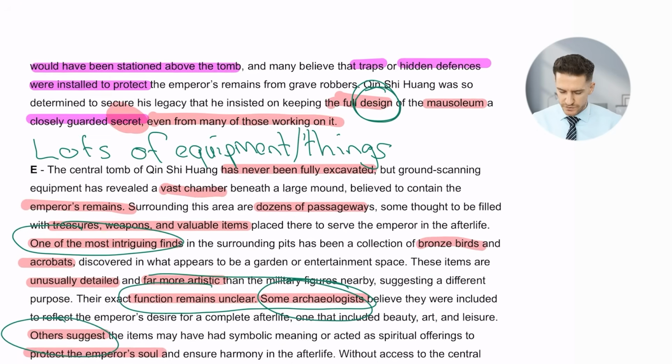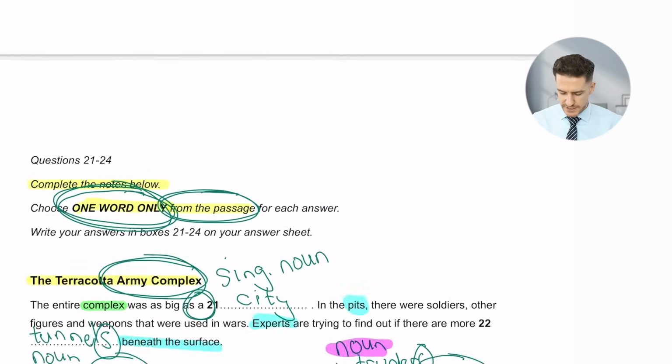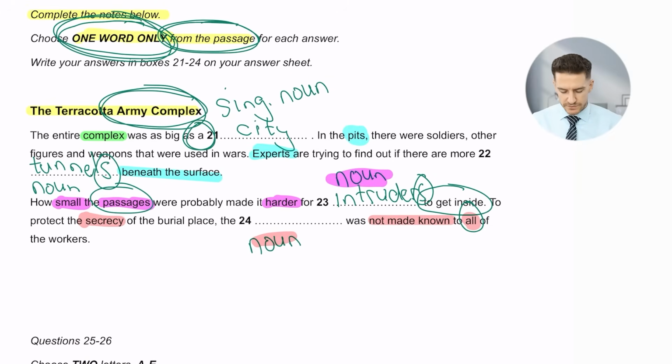Secret, no, because it talked about that, I believe. Let me just have a look. Yeah, to protect the secrecy, the design was not made known to all of the workers. Now, you might be thinking, well, why isn't mausoleum the answer? Well, that wouldn't make sense, okay? So the answer there is design.